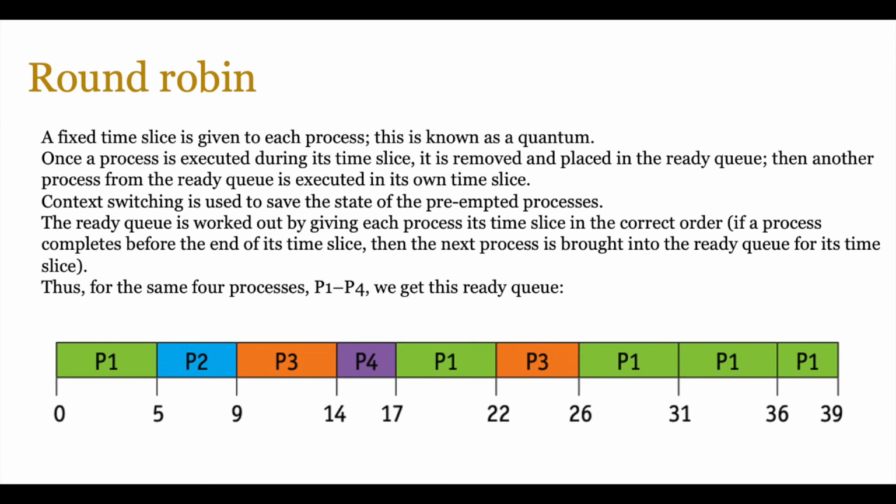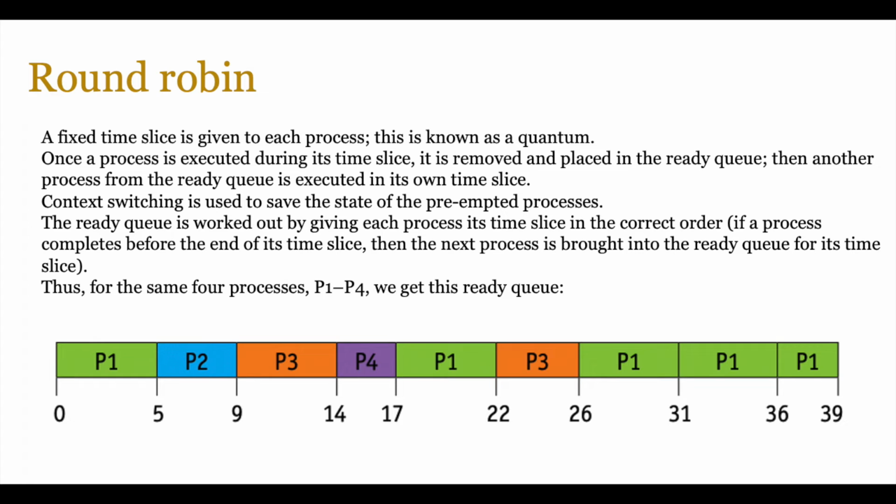The final algorithm we're going to look at is the round robin. You're already familiar with this one from earlier. A fixed time slice is given to each process, which is known as the quantum. Once a process is executed during its time slice, it's removed and placed back in the ready queue at the end. Then another process from the ready queue is executed using its own time slice.